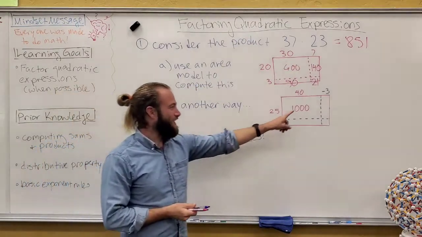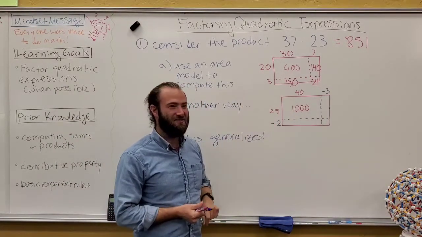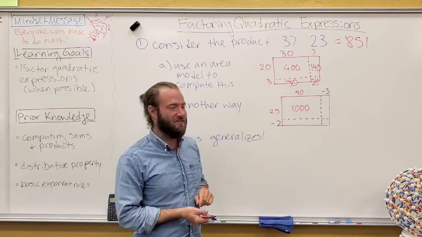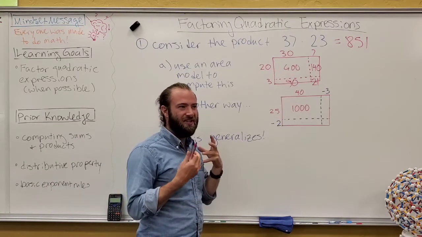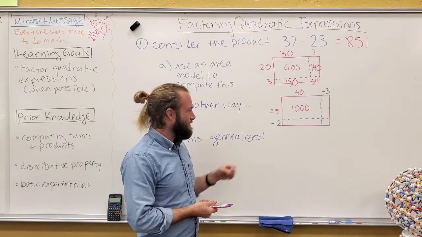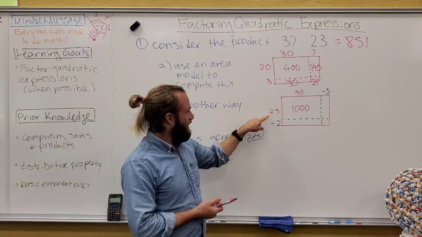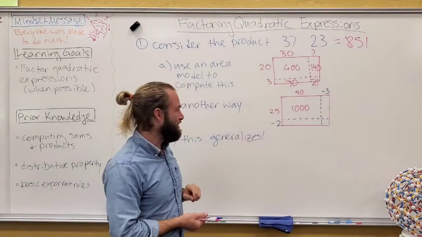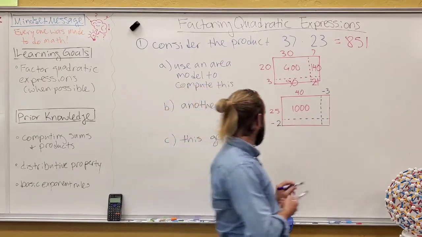I've set up another rectangle, but instead of using like 20 and 3, I thought of negatives. Now that doesn't seem to make sense because for an actual rectangle, you can't have a negative side length, right? But it turns out it actually works out this way. You can almost think of negative area as just like area that's taken away, right? So if we think about this, I've thought of 25 minus 2 times 40 minus 3 to give me my 37 and 23. And 25 times 40 is 1,000.